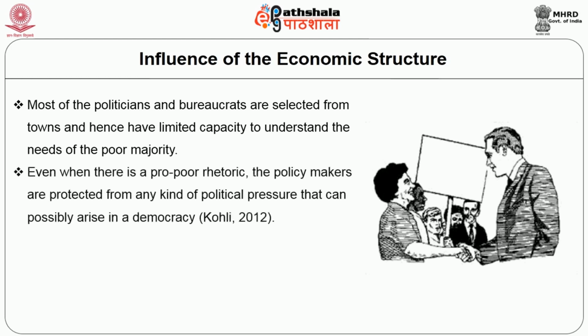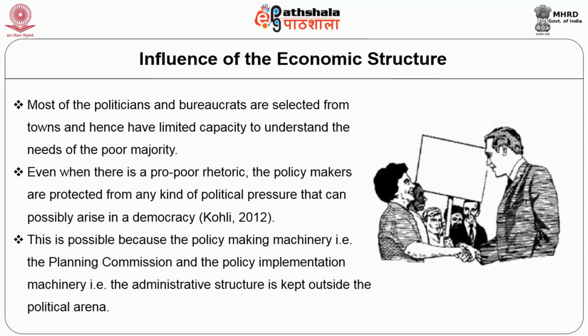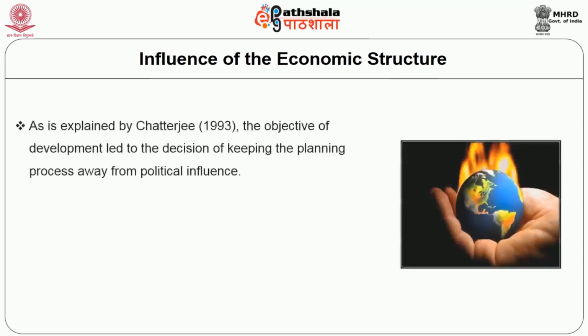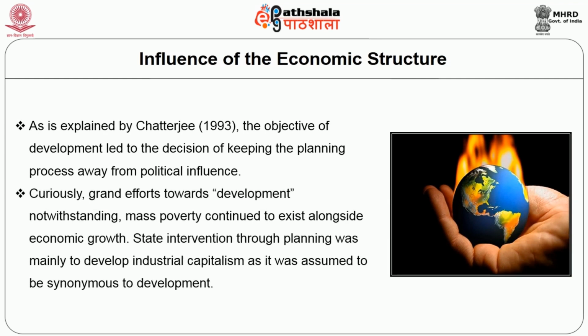Even when there is pro-poor rhetoric, the policymakers are protected from any kind of political pressure that can possibly arise in a democracy. This is possible because the policy-making machinery, that is the Planning Commission, and the policy implementation machinery, that is the administrative structure, is kept outside the political arena. As explained by Chatterjee, the objective of development led to the decision of keeping the planning process away from political influence. Curiously, grand efforts towards development notwithstanding, mass poverty continued to exist alongside economic growth.